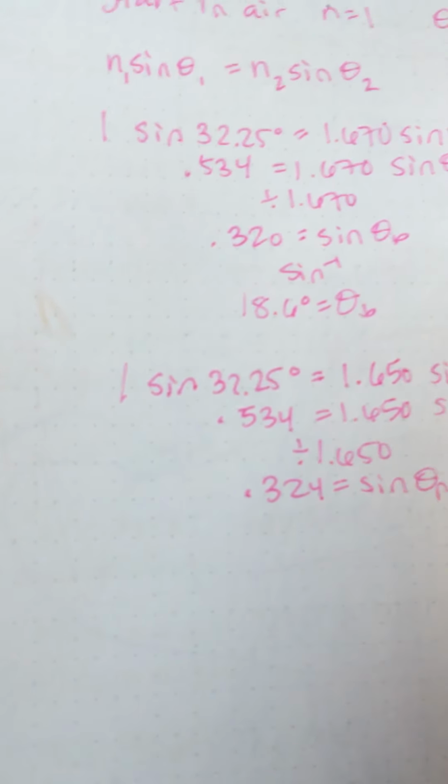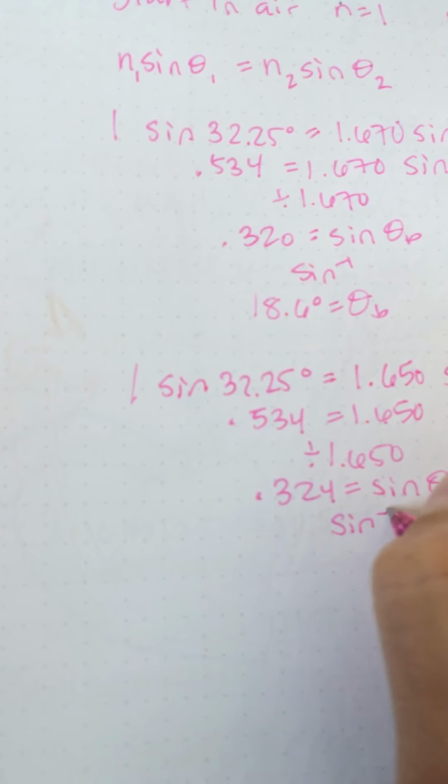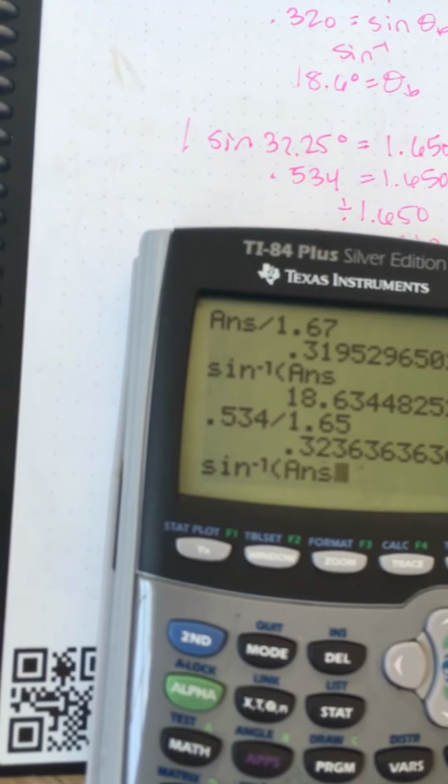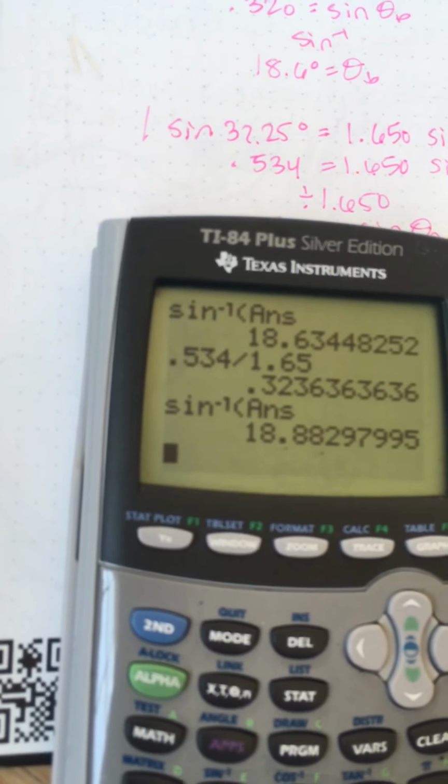To get rid of that sine, I need to take the inverse of both sides. To do that in my calculator, I have to use the second button. And I got 18.9 degrees.